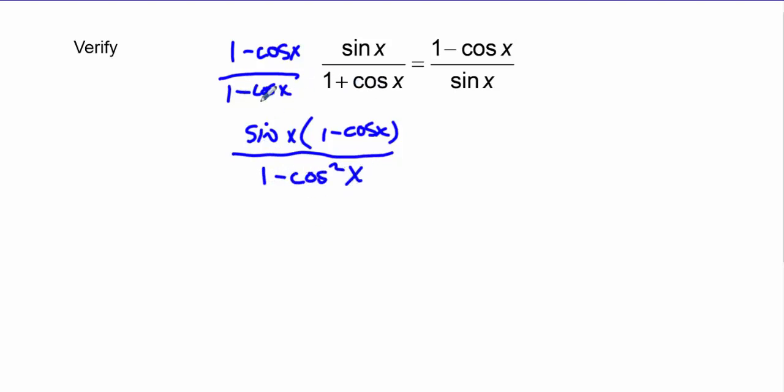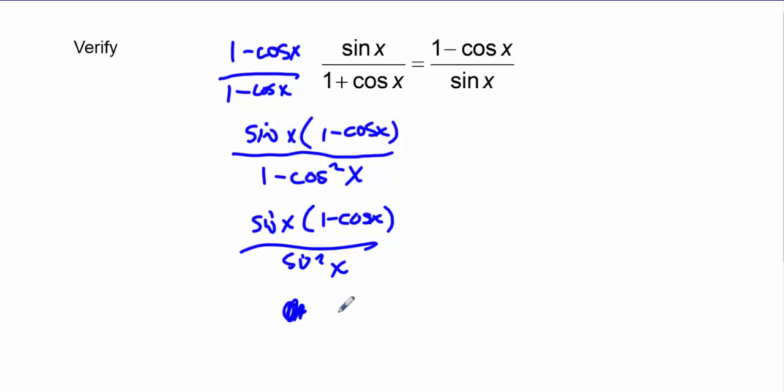Kind of did just the opposite in the last problem. So that's sine of x times 1 minus cosine of x. Pythagorean identity here. Sine squared of x, which reduces to 1 minus cosine of x over sine of x.